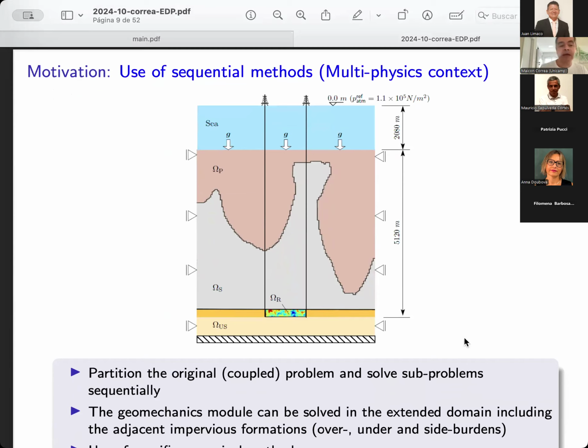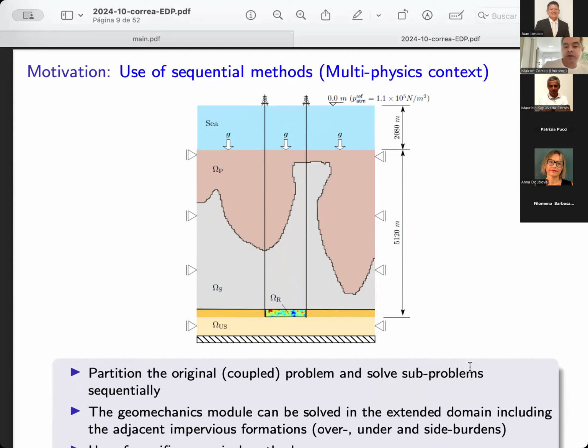And one really nice application is the modeling, for example, of the pre-salt, the Brazilian pre-salt, where we have here in this small part the reservoir, and it contains oil that we want to extract. But it's trapped in rocks, different formations with different laws. They're deep in the ocean. So if you want to solve this problem, it's really hard to solve this huge coupled problem. So it's interesting to split the problems.